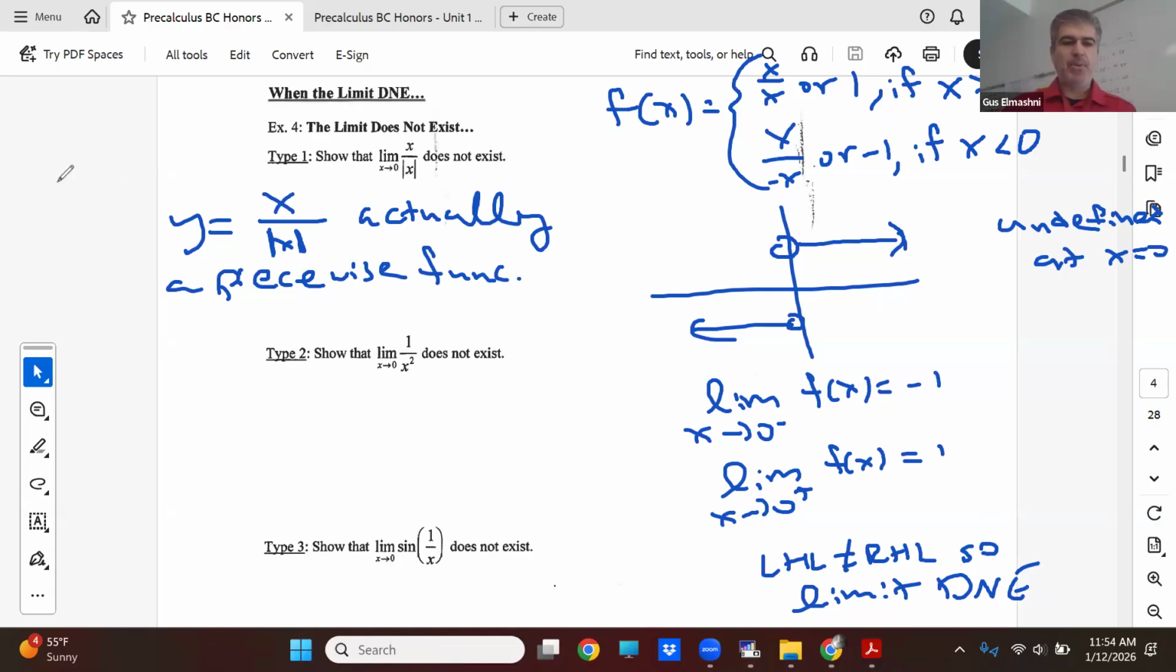Let's look at type 2. And by the way, when this happens, that's a jump discontinuity. We're going to talk more about that later in the week. Type 2. That's going to look like this.